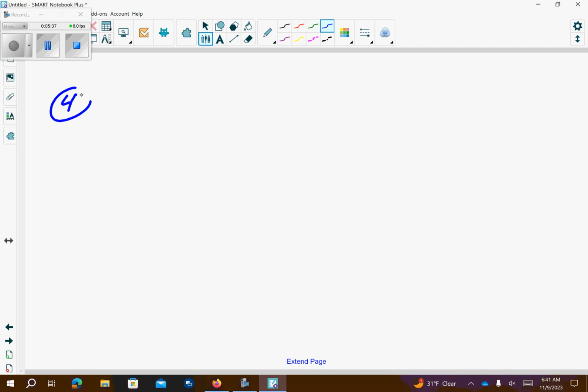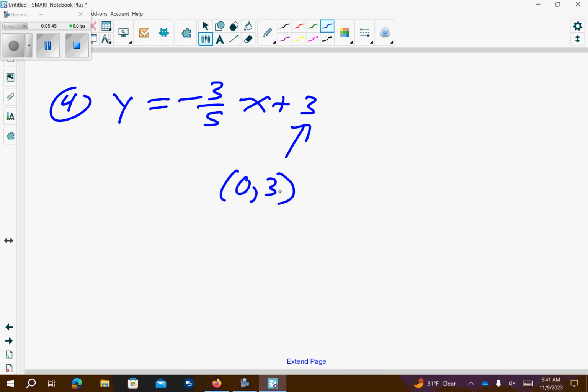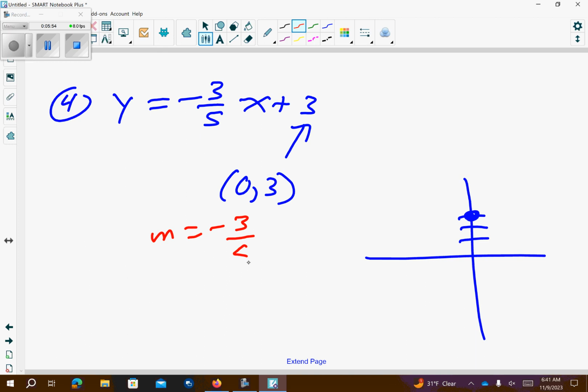Number 4, we have y equals -3/5x plus 3. So my y-intercept is 0, 3. Notice the sign did not change when it's set up as y equals mx plus b. My slope is going to be -3/5. So down 3, right 5. There's my line.